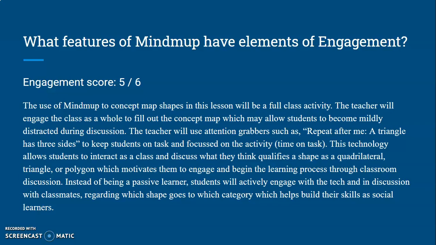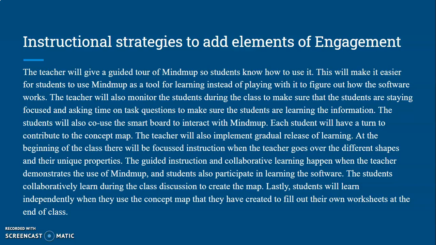This technology allows students to interact as a class and discuss what they think qualifies a shape as a quadrilateral, triangle, or polygon, which motivates them to engage and begin the learning process through that classroom discussion. Instead of being a passive learner, students will be actively engaged with the tech and in discussion with classmates regarding which shape goes to which category, which helps build their skills as social learners.